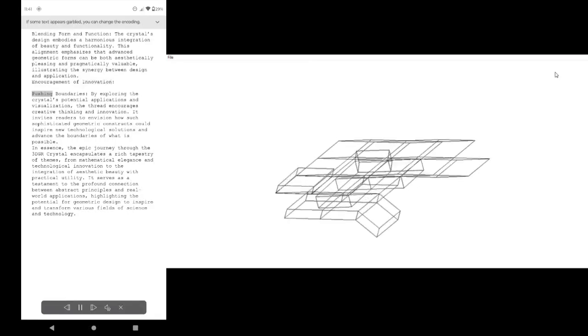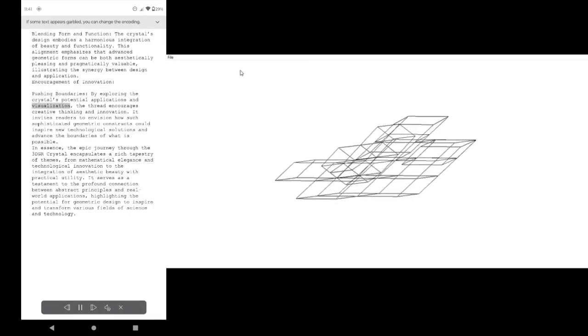Blending form and function. The crystal's design embodies a harmonious integration of beauty and functionality. This alignment emphasizes that advanced geometric forms can be both aesthetically pleasing and pragmatically valuable, illustrating the synergy between design and application. Encouragement of innovation. Pushing boundaries. By exploring the crystal's potential applications and visualization, the thread encourages creative thinking and innovation. It invites readers to envision how such sophisticated geometric constructs could inspire new technological solutions and advance the boundaries of what is possible.